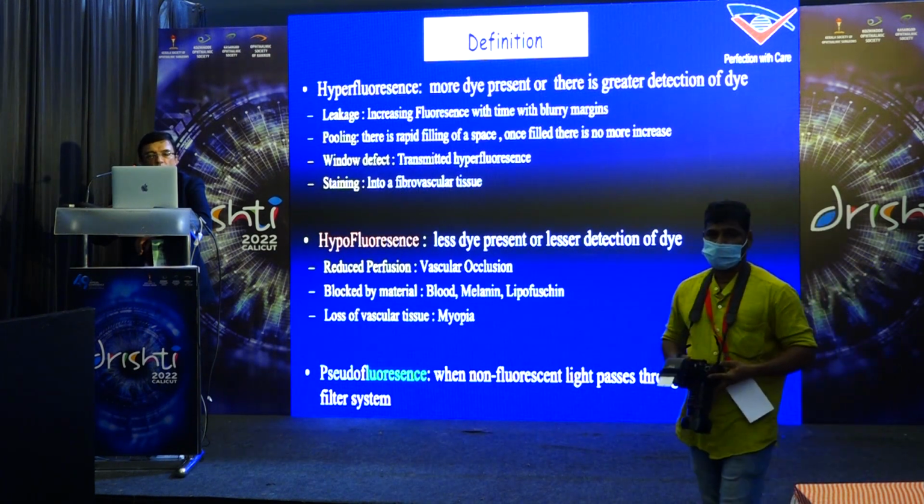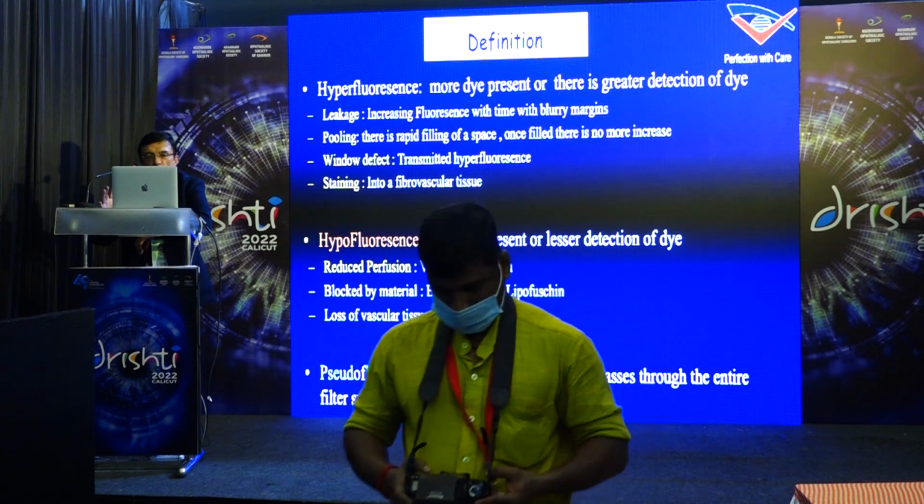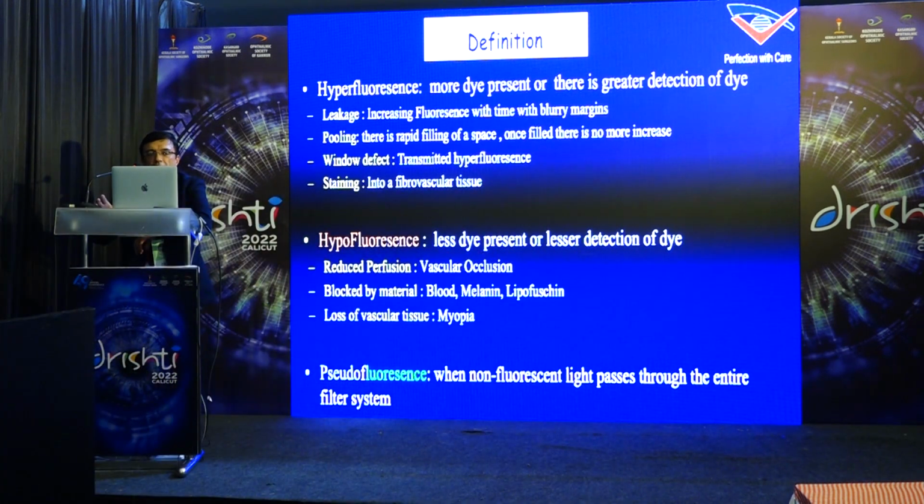So the definitions are, what is hyperfluorescence? Hyperfluorescence is when there is more dye present or our ability to detect a greater amount of the dye which is normally present there. That basically means that you have a leakage, which means there is an increasing fluorescence with time, with blurring of the margins of the fluorescence. There is pooling. Whenever we say pooling, it means that there is a collection of dye in a fixed space which gets filled up. It may increase in intensity but not increase in size. Therefore, the margins will be discrete and not blurry.